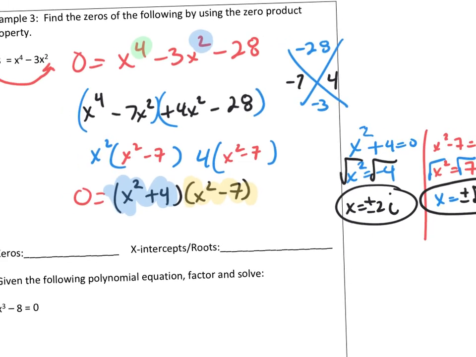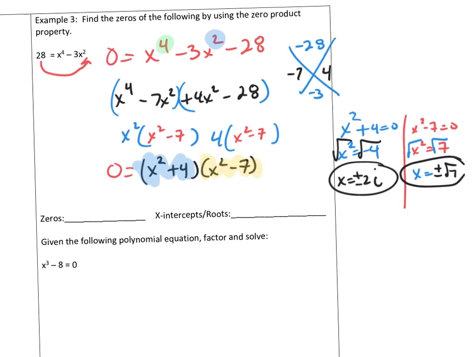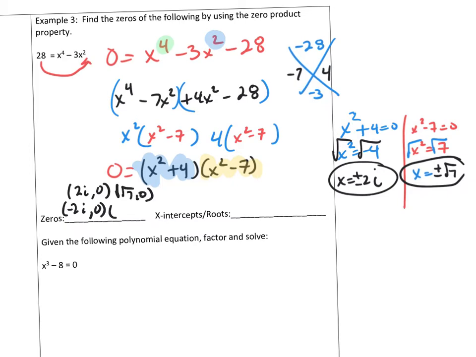So we come over here, and we're going to write this in our ordered pair format of 2i comma 0, negative 2i comma 0, square root of 7 comma 0, and the negative square root of 7 comma 0 to give us your 4 different answers that you have, because your highest power is 4.